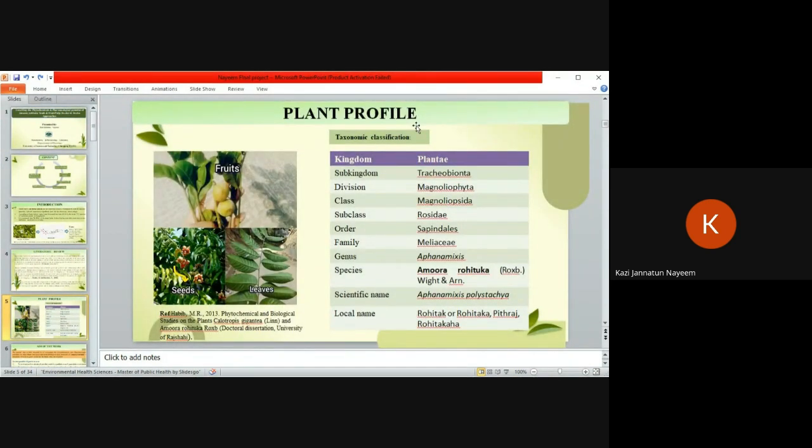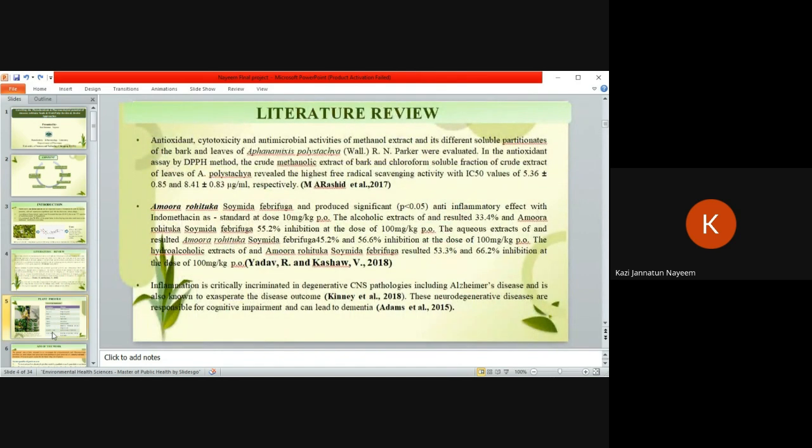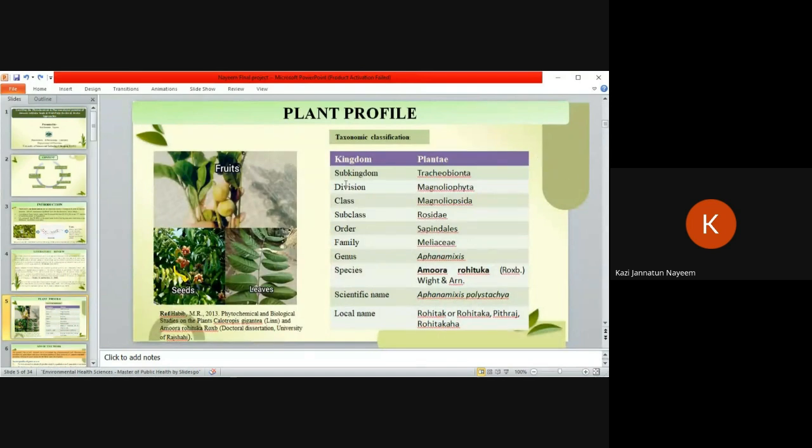Here is the plant profile. I generally worked on the fruits, seeds, and leaf. Other parts were also investigated by other authors. And here I mention the literature review. Here is the taxonomic classification.